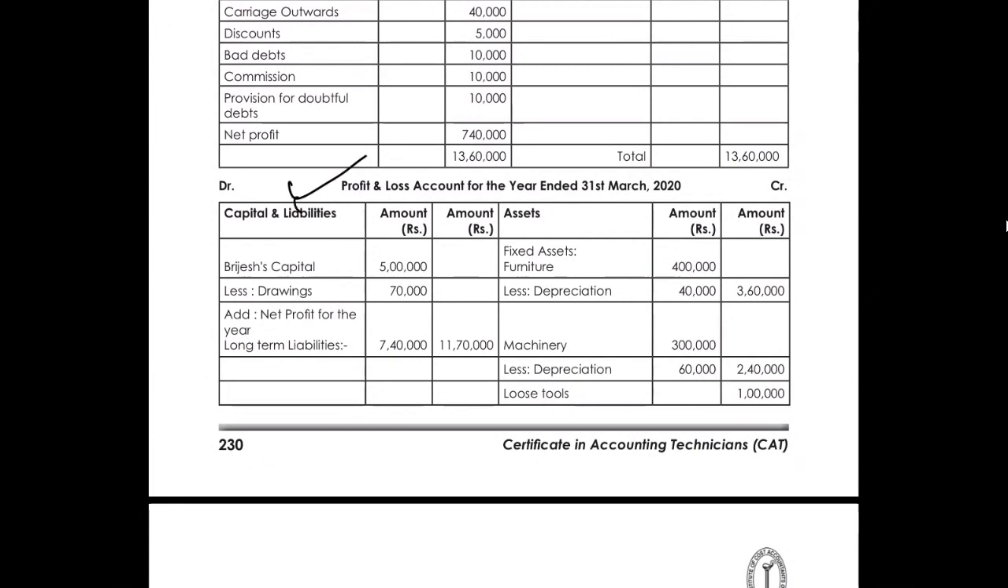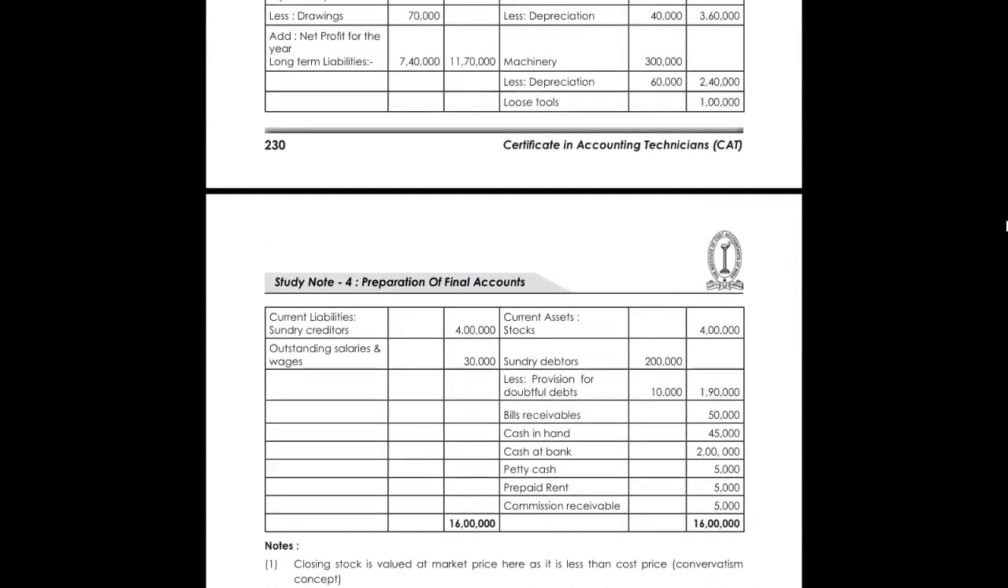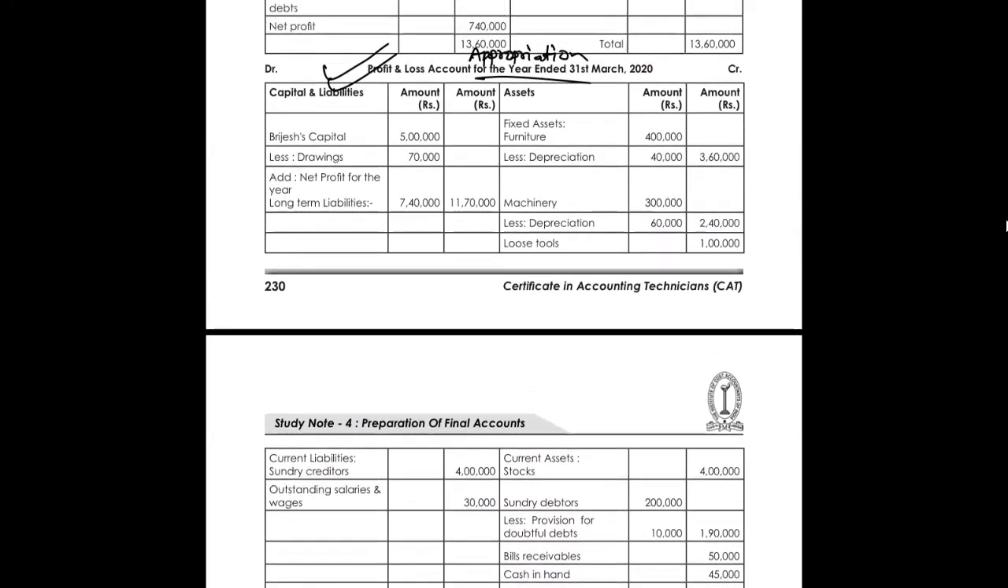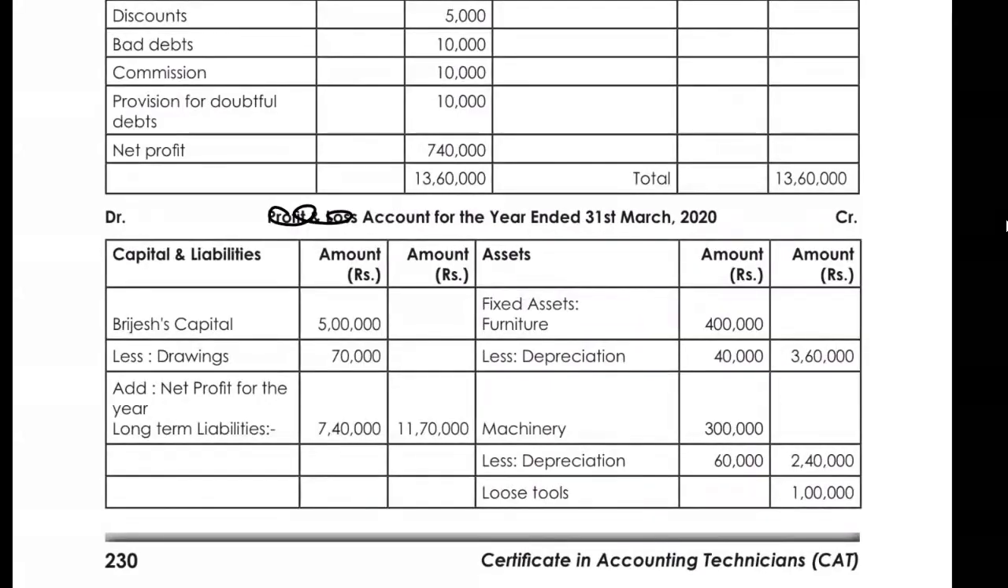But this is not actually the P&L appropriation. This is the balance sheet. Again, there is a misprint. This is not the P&L account. This is the balance sheet because they have fixed assets, machinery, loose tools, current assets, etc. So this is the balance sheet.